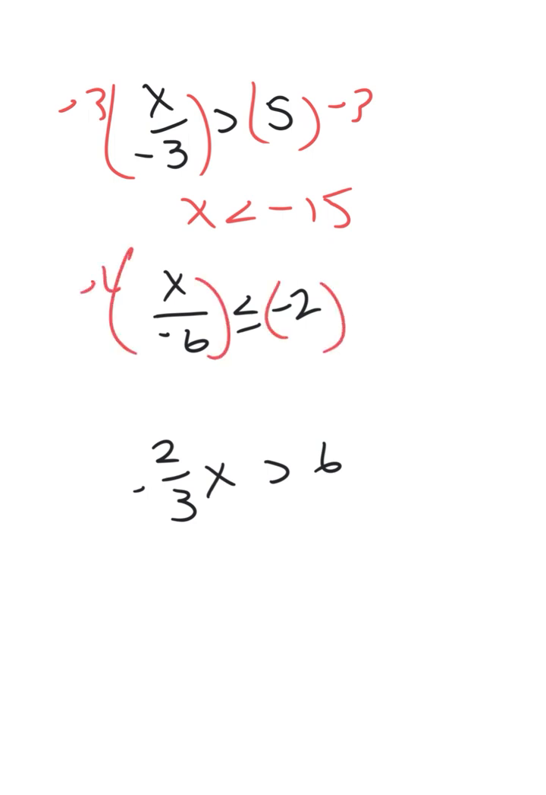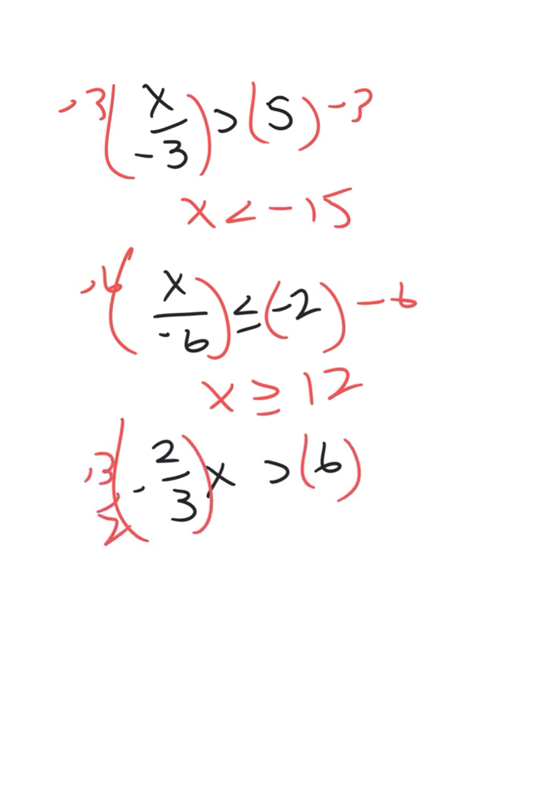We are multiplying by a negative. We're going to flip that inequality. Negative 2 times negative 6 is positive 12. And now we have negative 2/3 x is greater than 6. We are multiplying by the reciprocal, so that sign will flip. 6 times 3 is 18, divided by negative 2, is negative 9.